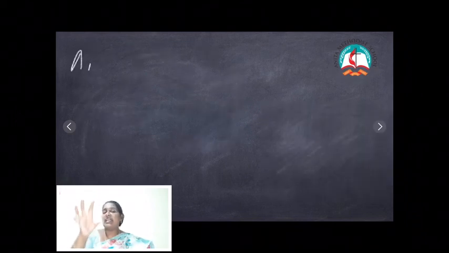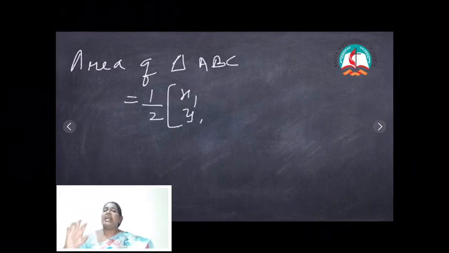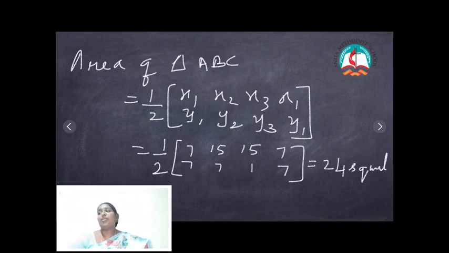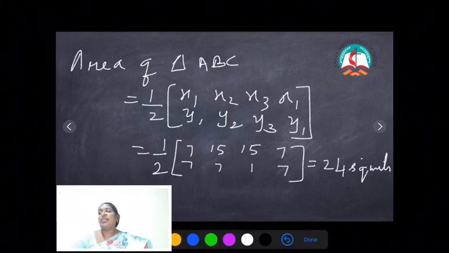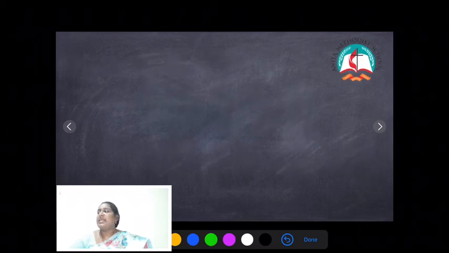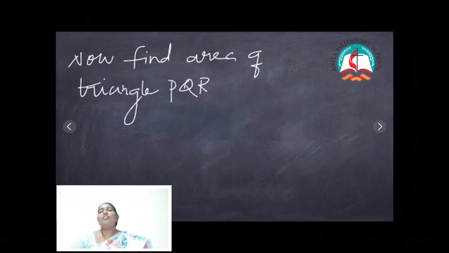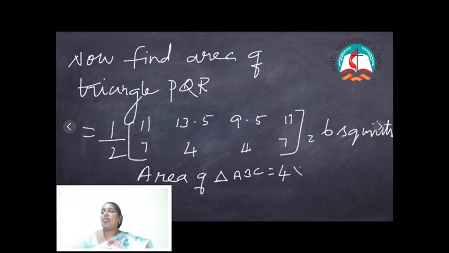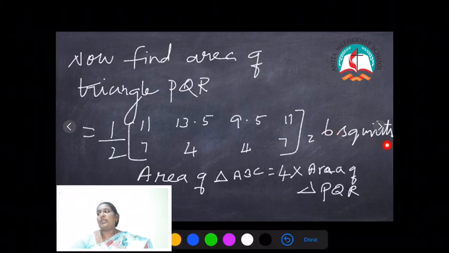Now you have to find out what? The area of triangle ABC and the area of triangle PQR. What is the formula for the area of a triangle? By using the area formula, you can find the area of triangle ABC. Same way, now find the area of triangle PQR. What is the value for triangle PQR? Apply the values, you get what? 6 square units you will get. So the area of triangle ABC is equal to 4 times the area of triangle PQR.